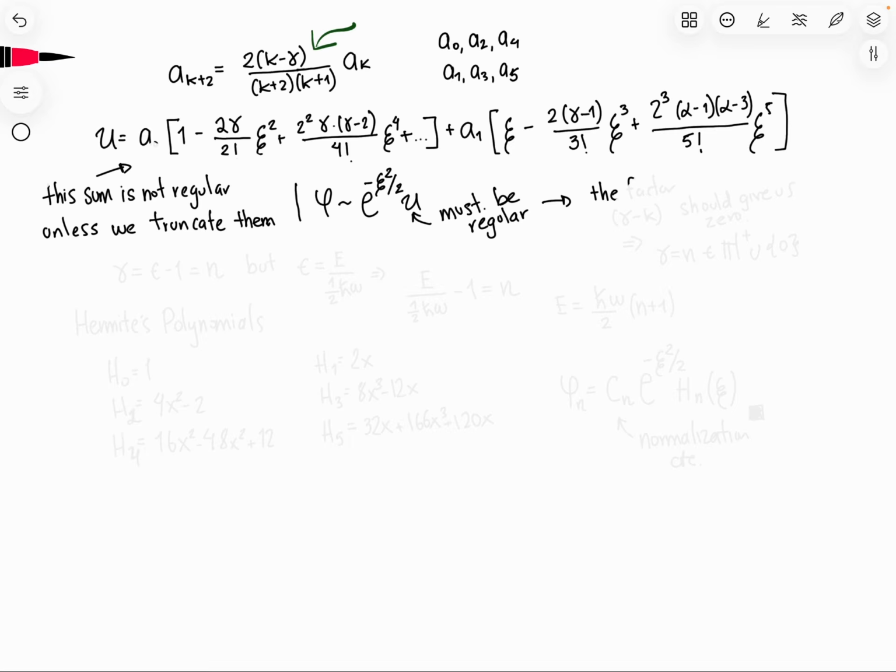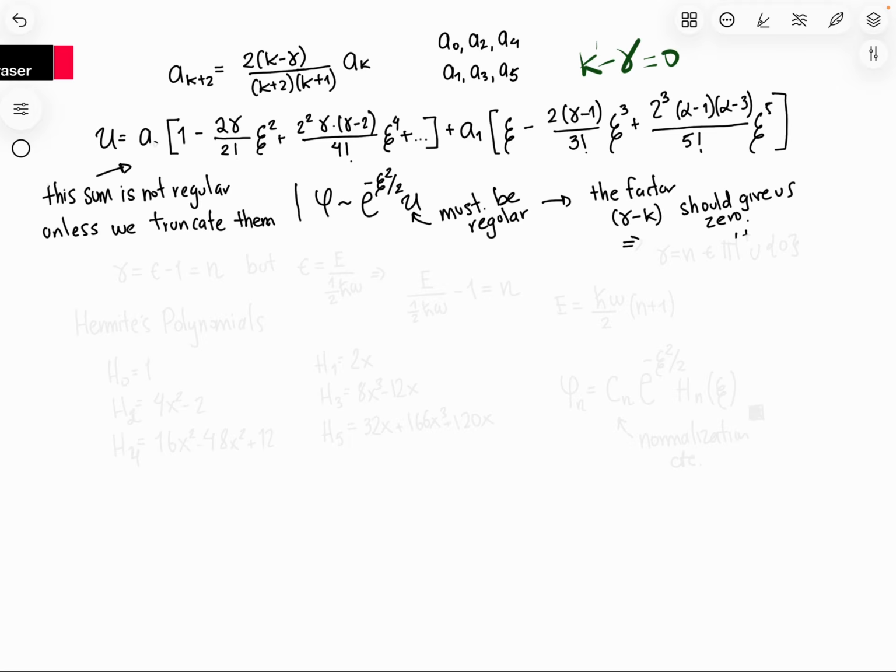And in order to do that, k minus gamma should give you 0 for a certain k. That makes the gamma term, so we ask that k minus gamma give you 0 for a certain k, let's call it k prime. Therefore, since k is an integer, then gamma should be an integer. Okay? So this term should give you a 0, so gamma is an integer, including the 0. It can be also 0.